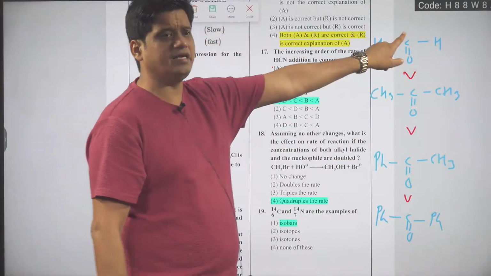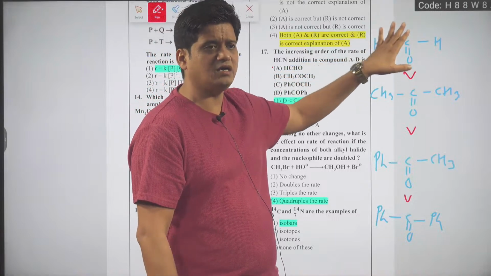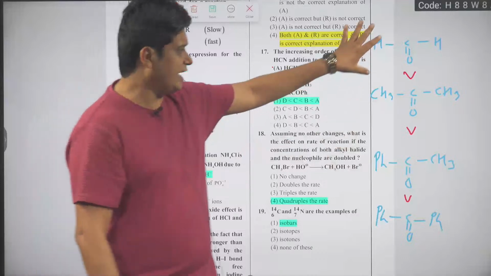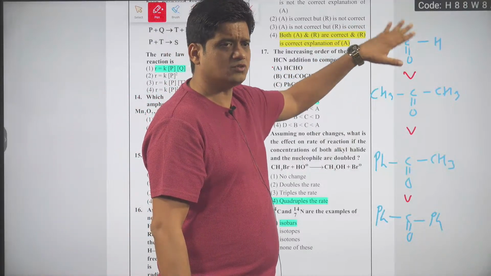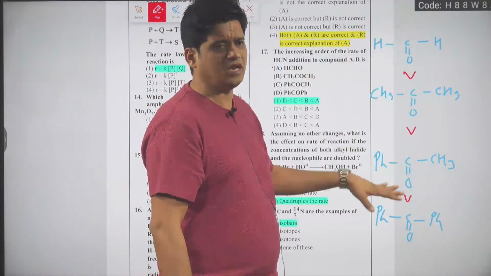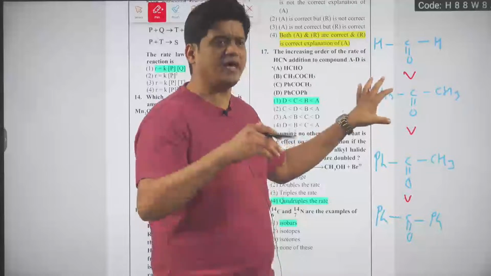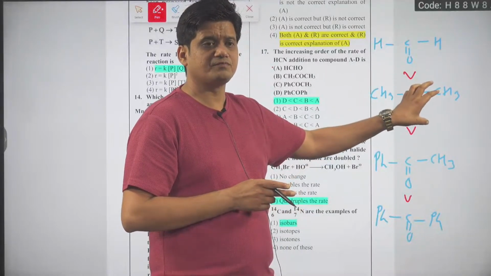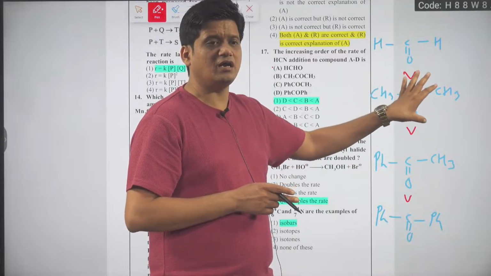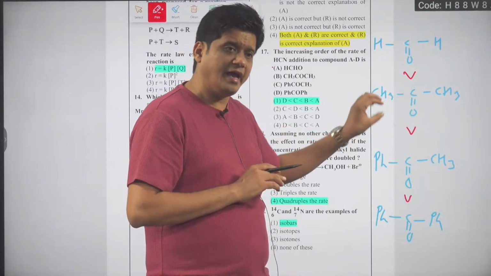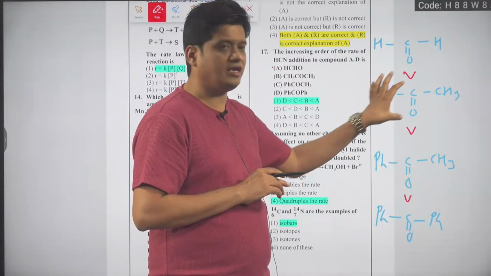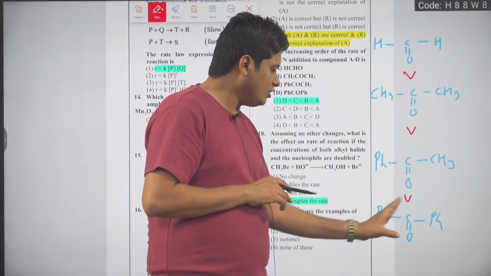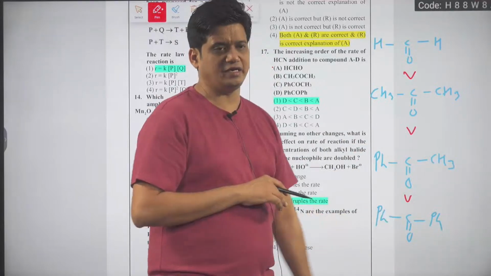I'm repeating again. Aldehydes are in general more reactive than ketones for the nucleophilic addition reaction. So one is more than the other three. Aliphatic aldehyde is more reactive than the aromatic aldehydes. Likewise, aliphatic ketones are more reactive than aromatic ketones. So 2 is more than 3 and 4. Here aromatic group is present on both sides. This is least reactive.